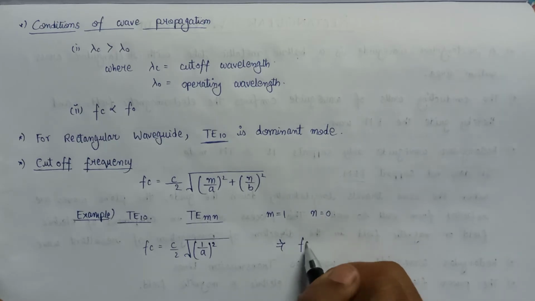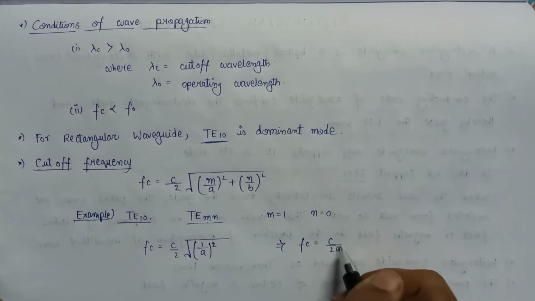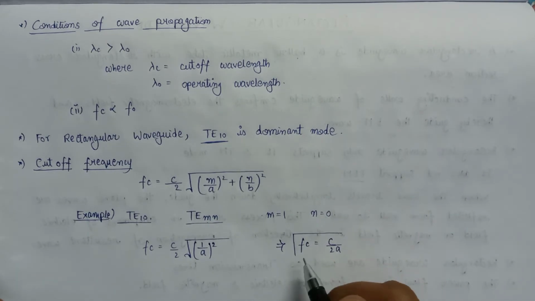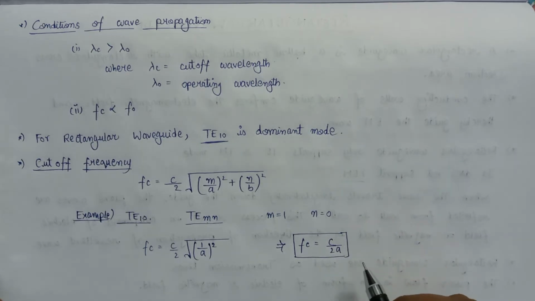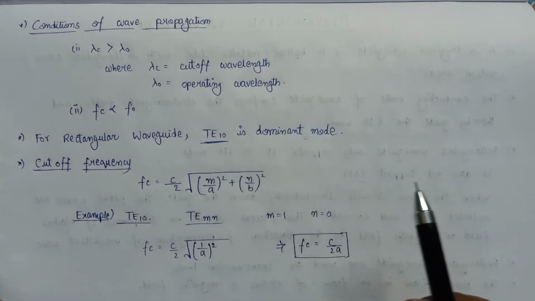So it can also be evaluated as c over 2a. So this is the cutoff frequency for TE10 mode, and it is considered as the lowest cutoff frequency. That's why TE10 mode is the dominant mode for rectangular waveguide.